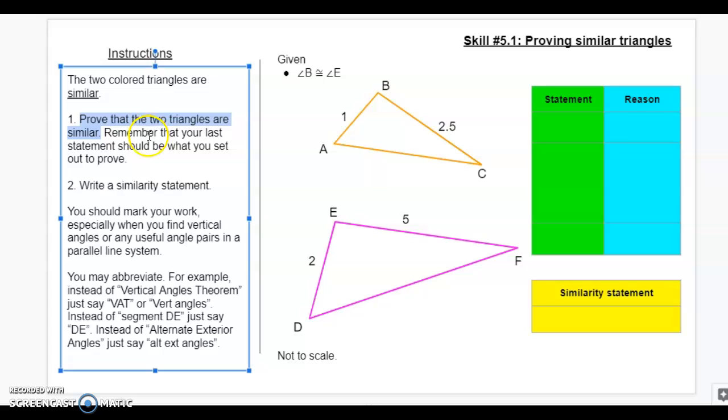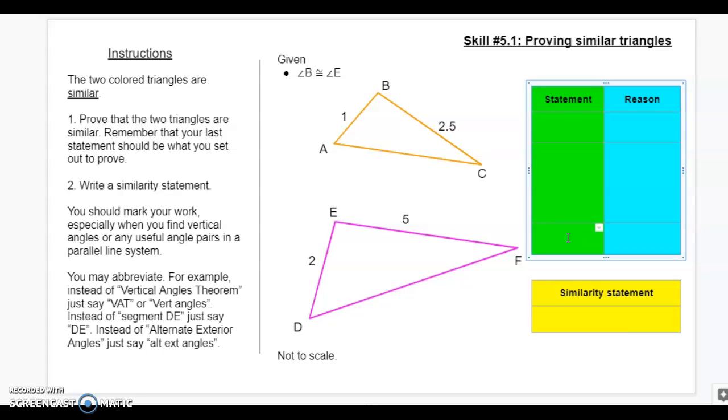Okay, remember, our last instruction should be what we set out to prove, our last statement. So right in here, we're expecting a statement that says the two triangles are similar. That same statement will be our similarity statement that we're going to put in the yellow box.